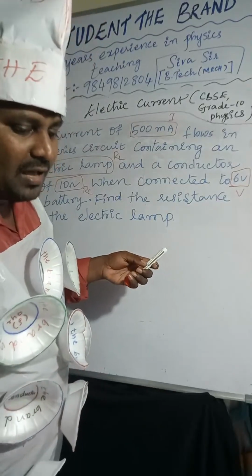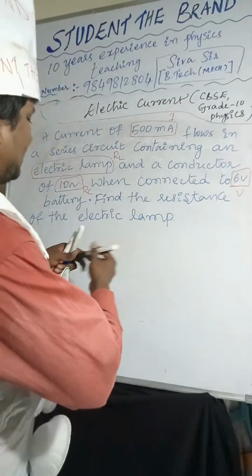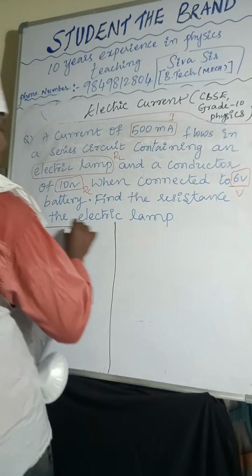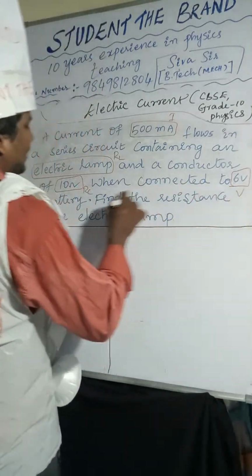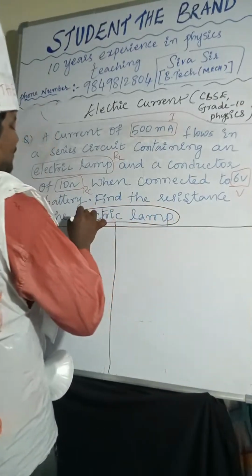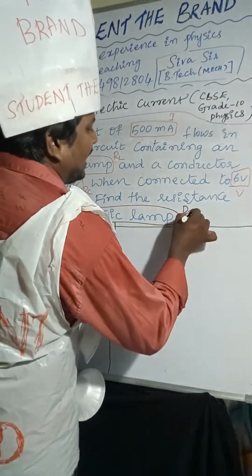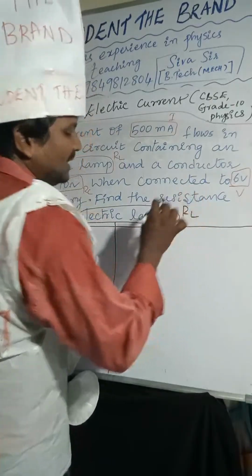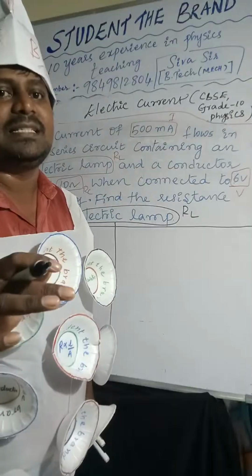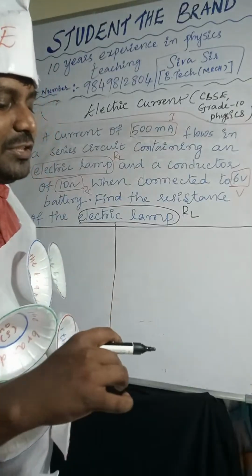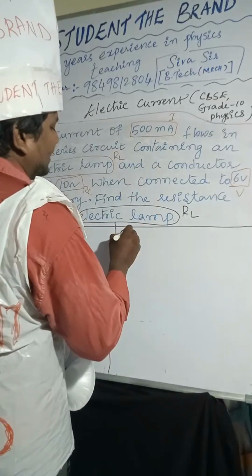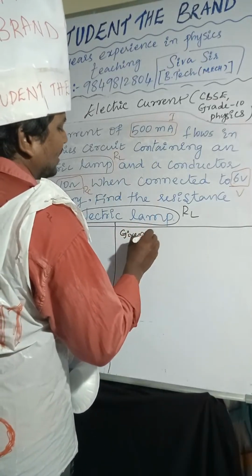Now you can check the question. Now find the resistance of the electrical lamp. You must find out the resistance of the electrical lamp. First, write the given data.